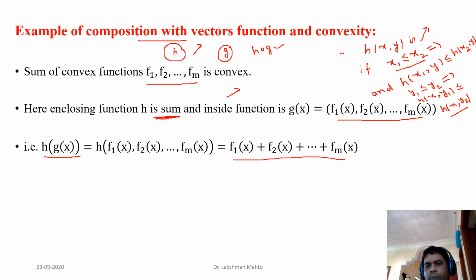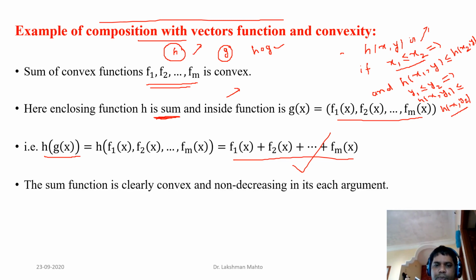So from that perspective, h of g(x), if you define it this way, this composition of h with this g, you can define it as a summation of m number of functions. And what condition have we taken? Each component f1, f2, up to fm, all of these are convex. Due to that, sum of convex functions is convex. We had already seen that. So sum of convex functions being convex is just a special case of composition with a vector function.